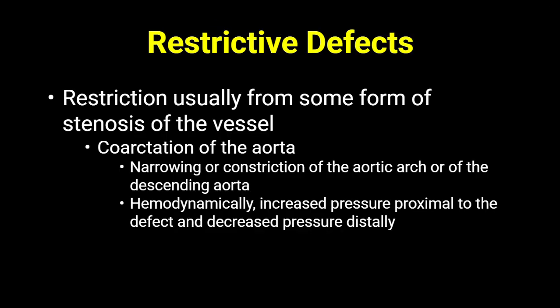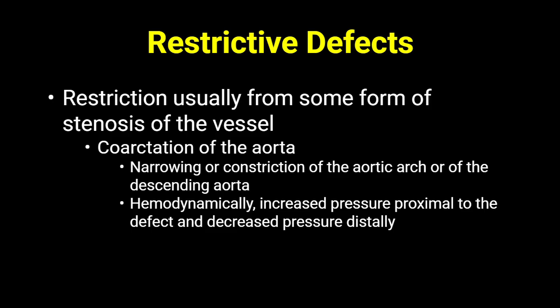Restrictive defects involve some form of stenosis, narrowing of a vessel. Coarctation of the aorta is the classic example. It's a narrowing or constriction of the aortic arch or descending aorta. Hemodynamically, there's increased pressure proximal to the defect, before the narrowing, and decreased pressure distally. This means higher blood pressure in the arms and head, lower blood pressure in the legs.